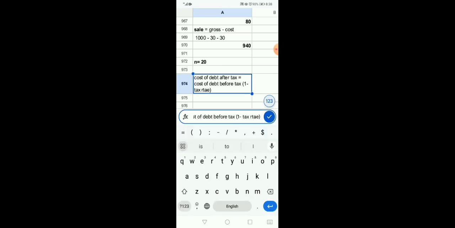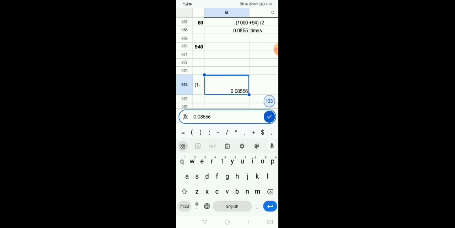What we will do, cost of debt before tax up to here, and next is to multiply with what? Bracket open and 1 minus tax rate. So here you can see we have already seen the tax bracket, and that tax bracket is 40%. 40% means 40 divided by 100, which means 0.4. Here you will be calculating your cost of debt after tax.